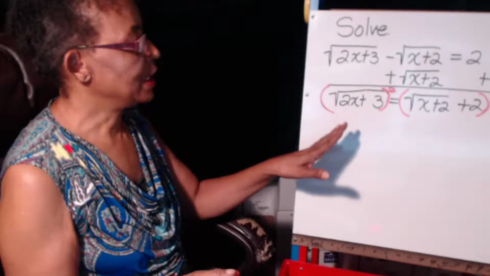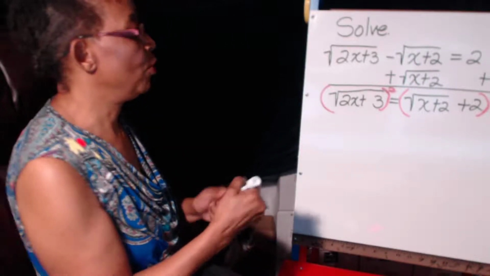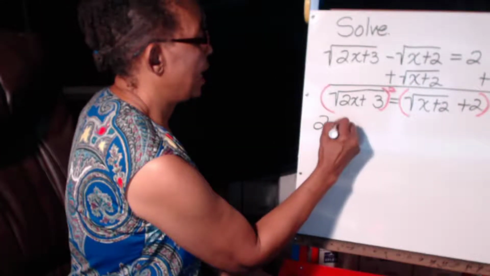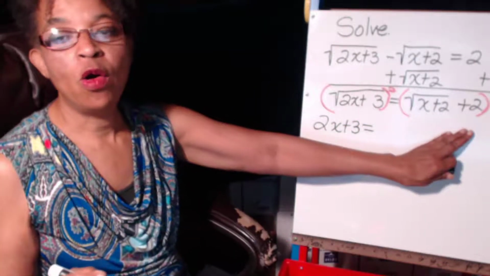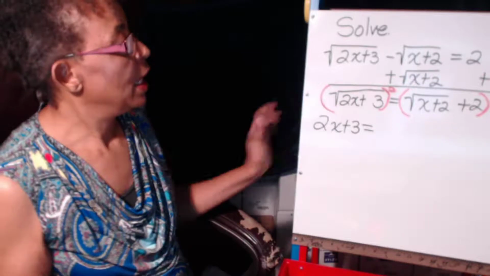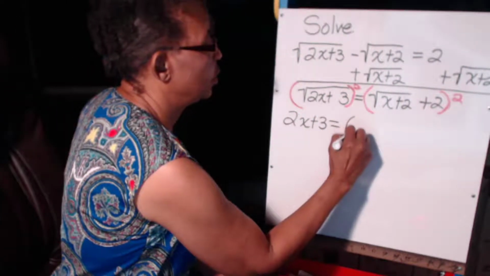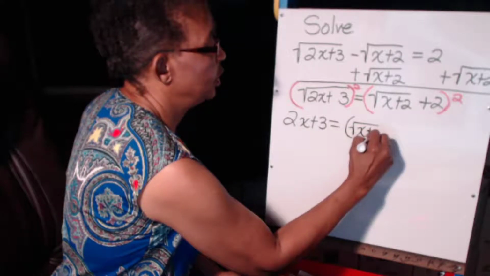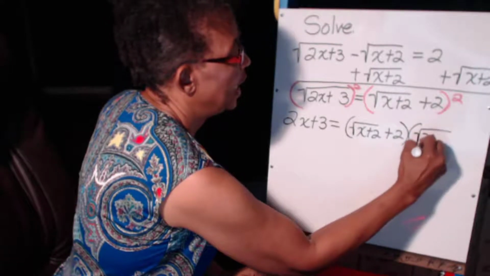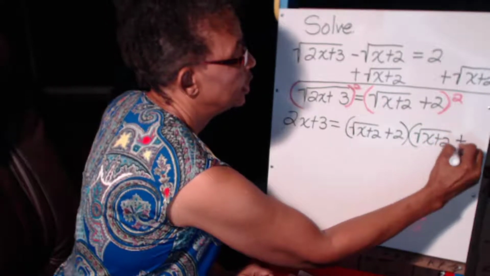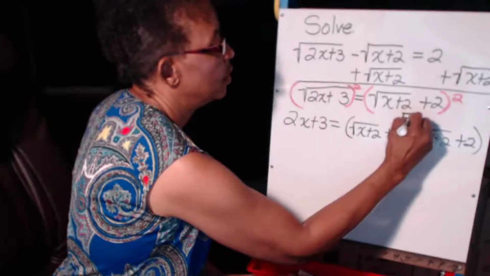Okay, as I said, the square will eliminate the radical symbol. So now we have 2x plus 3, and that's going to equal, now on this side I must FOIL. Any quantity to the 2nd power means the square root of x plus 2 times the square root of x plus 2 plus 2. So this I will FOIL.